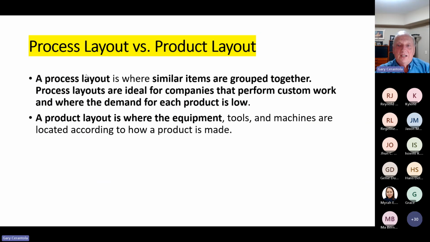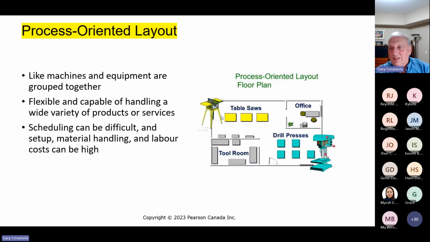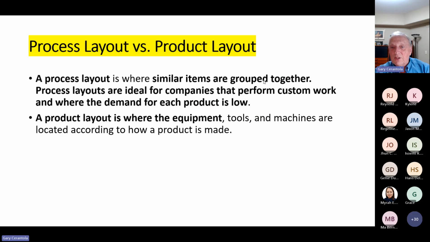All right, so here's another key thing that I want you to know and distinguish, and that's what a process layout is versus a product layout. So here's some words to caption that. Process layout is where similar items are grouped together, and they're ideal for companies that perform custom work and where demand for each product is low. So let me show you an example of that. You can see, look at, there's a whole pile of table saws together. There's a tool room. There's a whole pile of drill presses. So that's similar items grouped together, and they're ideal for companies that perform custom work and where the demand for the product is low.